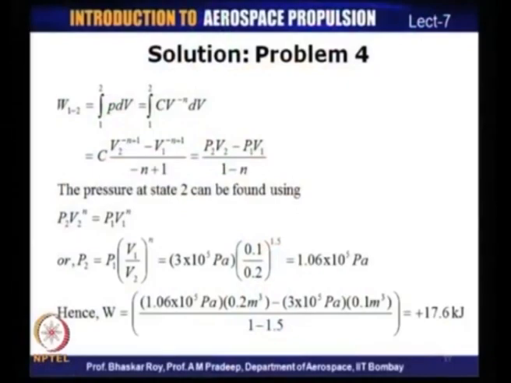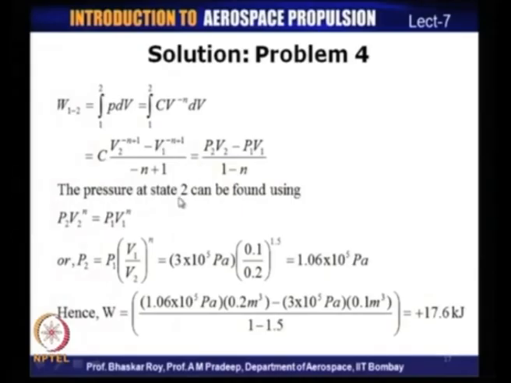So, work done during this process is W 1 to 2 equal to the integral between 1 to 2 of PdV, and so we replace P in terms of C by V raised to n, and we get C times V2 raised to minus n plus 1 minus V1 raised to minus n plus 1, divided by minus n plus 1, which is basically P2 V2 minus P1 V1 by 1 minus n.